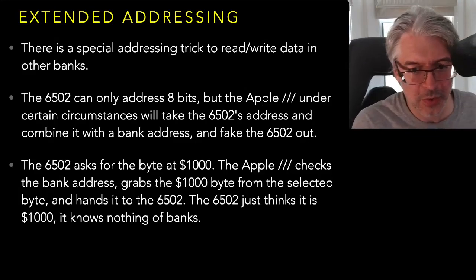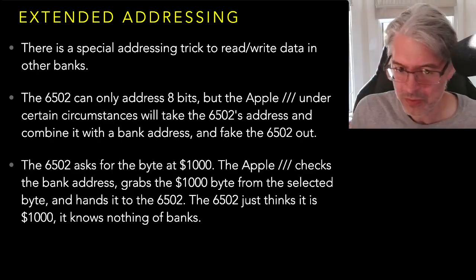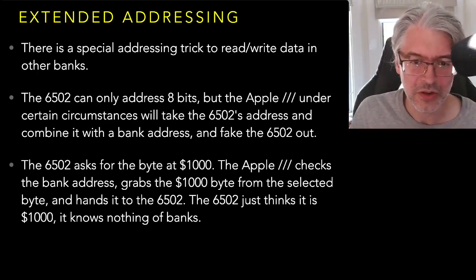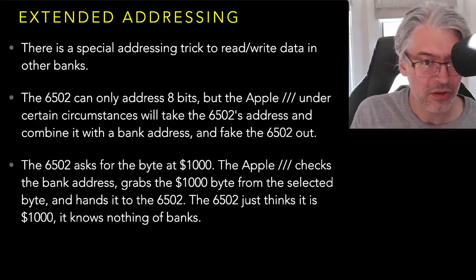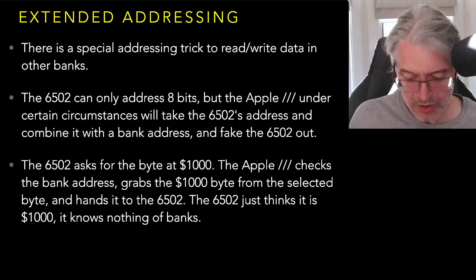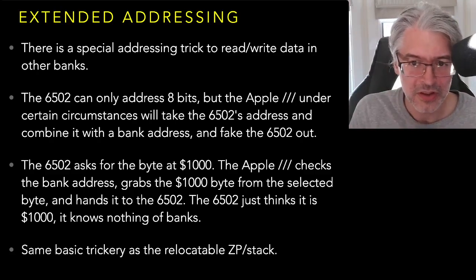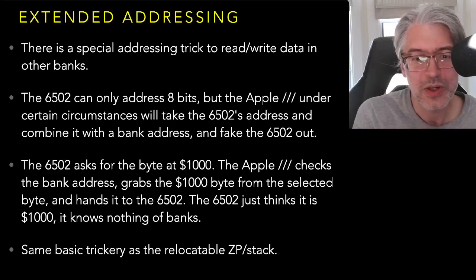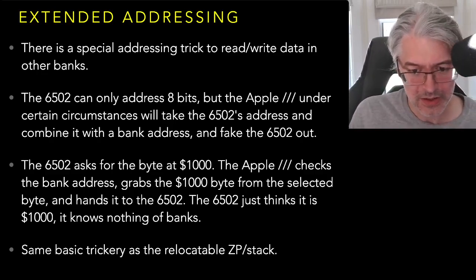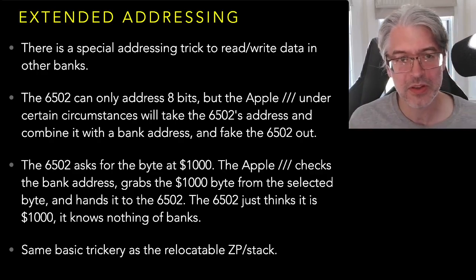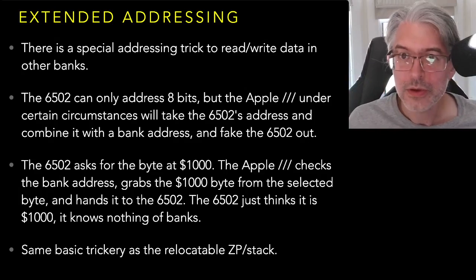The 6502 just thinks it's 1000. Actually, I guess that would be 3000. It doesn't know anything about banks. It asked for 1000 and it got 1000. And the Apple III itself was the thing that said, oh, but you're looking at bank 3, so 1000 corresponds to this. That's also the same thing that relocates the zero page and stack. The 6502 says, give me 27 on the zero page, and the Apple III says, that's over here, and hands that back. So it's the same kind of thing. Basically, there's an intercept between the RAM and the CPU.